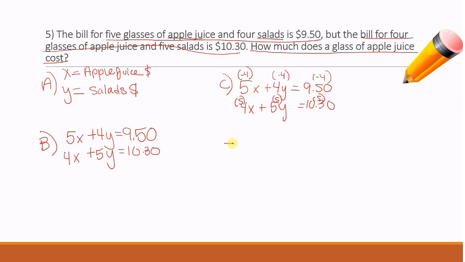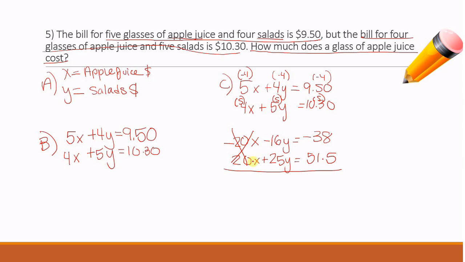So, -4 times 5, that should give me a -20x. -4 times 4, that's a -16y. -4 times 9.5, that should be a -38. If you try that on your calculator quick. 5 times 4, that's going to give you 20x. 5 times 5, 25. Forgot my plus in the middle there. And 5 times $10.30 is 51.5.